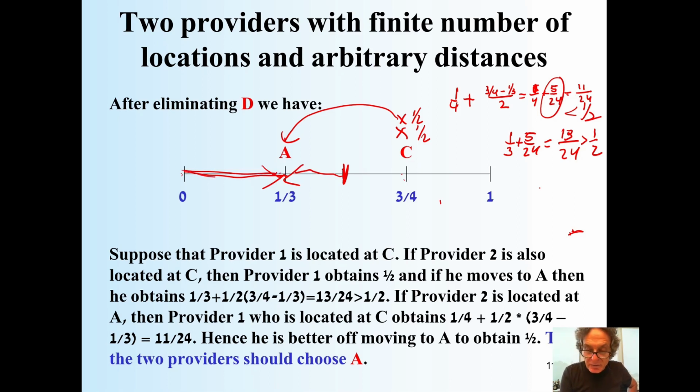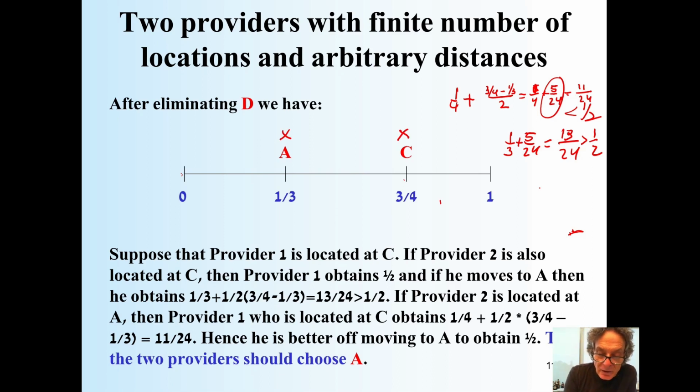1/3 plus half of this, we already said that half of this interval is 5/24. So it's 13/24, more than a half. I should deviate, so this cannot be an equilibrium. So first of all, until now we said, if we are going to be in the same location, it should be A, not C. But maybe one here and one here. Let's check.